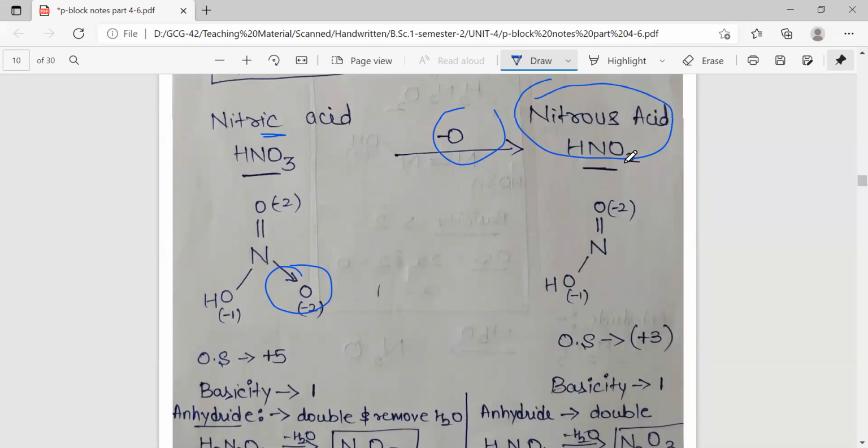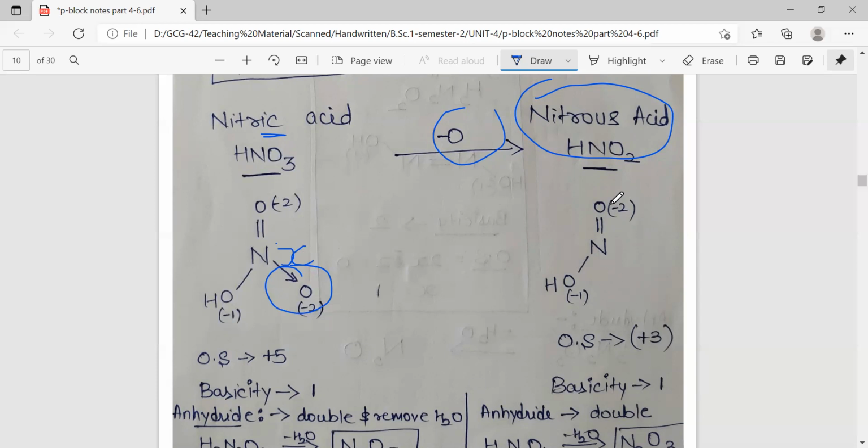Its formula is HNO2. If we talk about the oxidation state in both cases, the oxidation state of nitrogen in nitric acid is +5. How does it come to be +5? Oxygen is having -2 oxidation number. This oxygen will have -2 oxidation number. OH in combined form is having -1 oxidation number. As this compound as a whole is neutral, if we imagine the oxidation number of nitrogen to be X, then X minus 5 is equal to 0. So X comes out to be +5. That is why the oxidation state of nitrogen here is +5.